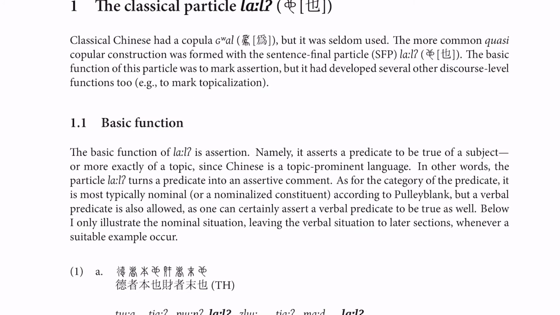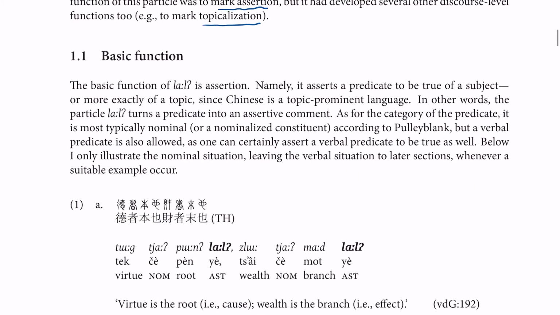Now let's begin. We start with the classical particle lao, which is the first way to form a nominal predicate in classical Chinese. In fact, classical Chinese did have a copula, guao, but this word was seldom used, and the more common way to form a quasi-copular construction was with the aid of the sentence final particle lao. We begin with the basic function, aka assertion.